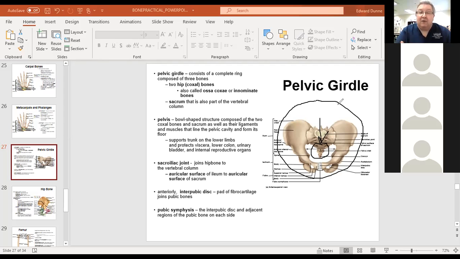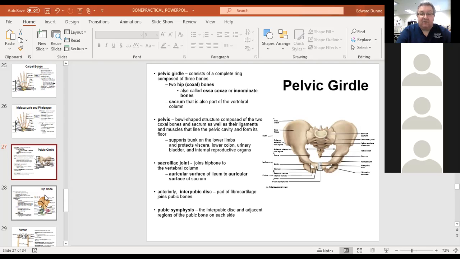So the pelvic girdle, please understand that it's made up of 2 of these pelvic bones and the sacrum. All right. This is a very large support for the lower extremity. Okay. So what you're going to need to know. All right, let's go to the next PowerPoint.